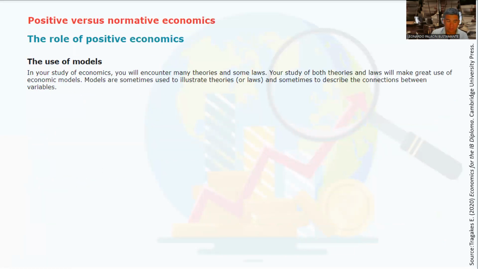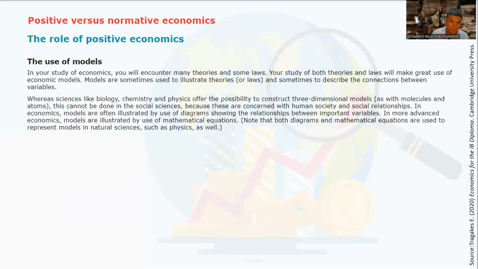We also have the use of models. In your study of economics, you will encounter many theories and some laws. Your study of both theories and laws will make great use of economic models. Models are sometimes used to illustrate theories or laws, and sometimes to describe the connections between variables. Whereas sciences like biology, chemistry, and physics offer the possibility to construct three-dimensional models, as in molecules and atoms, this cannot be done in the social sciences, because these are concerned with human society and social relationships.